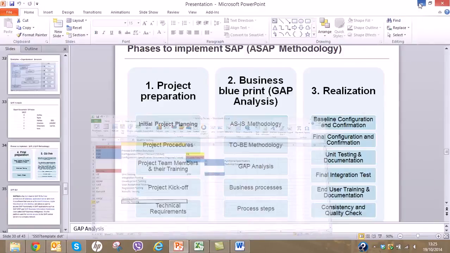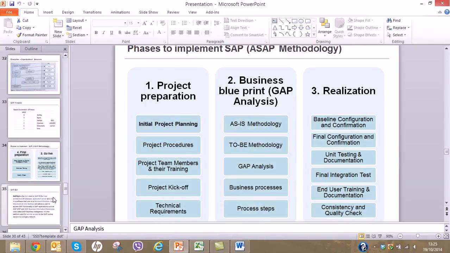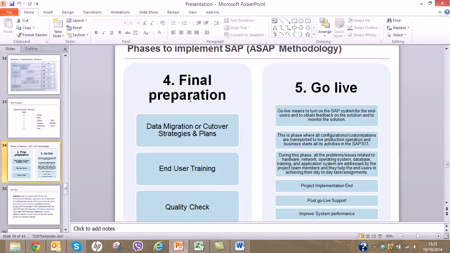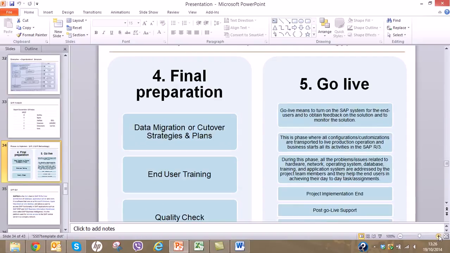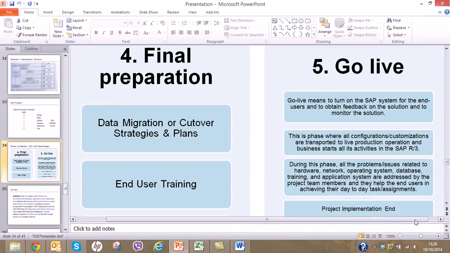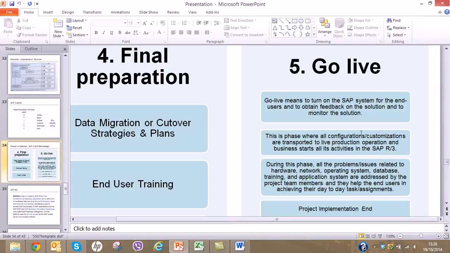Okay, the next is final preparation. You have to do data migration through LSMW, and you have to give training to the end users. The quality of the settings will be tested. Then finally, the go live process, which is the fifth phase. Go live means to turn on the SAP system for the end users, obtain feedback on the solution, and monitor the solution.